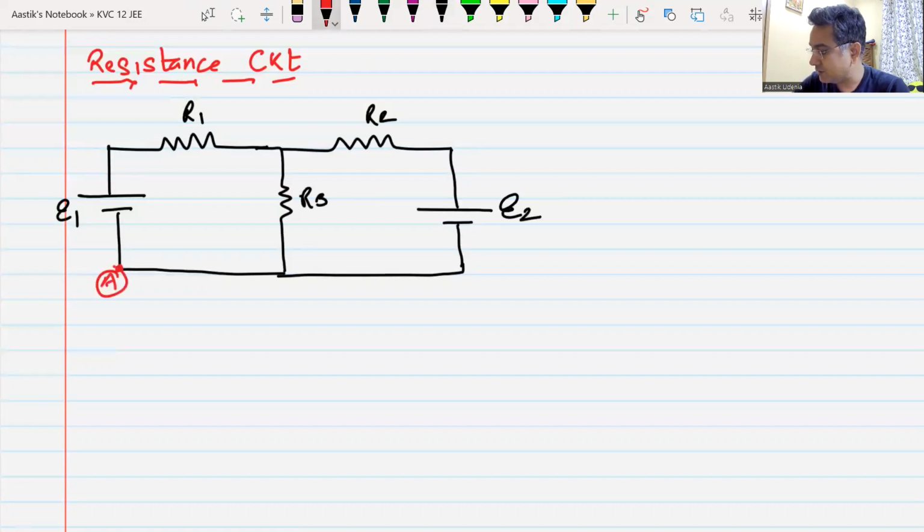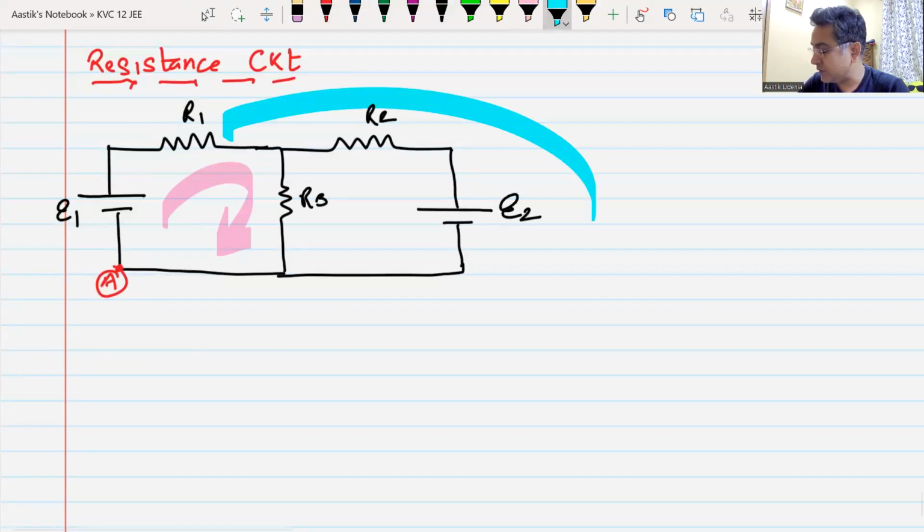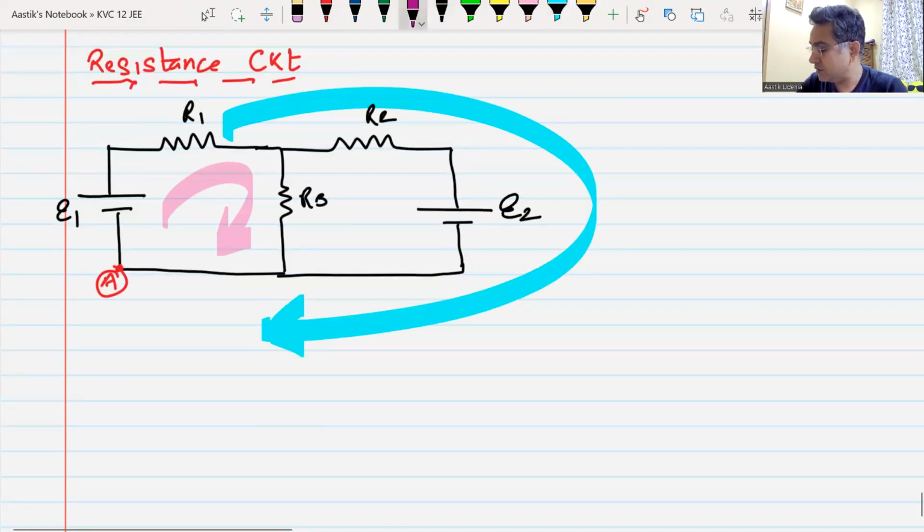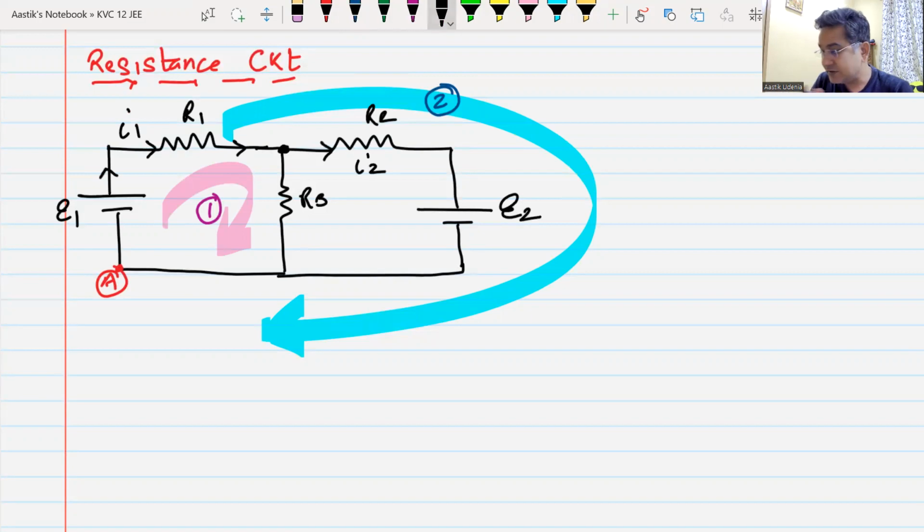This would be point A. Another one would be point B. This would be number one, this would be number two. And similar to what I have done, I will assume that there is a current I1 here. The current reaches here, then in this branch, I2 goes. So what will be the current in the lower branch?